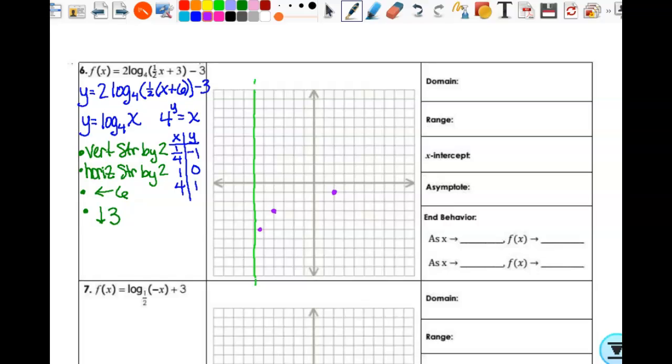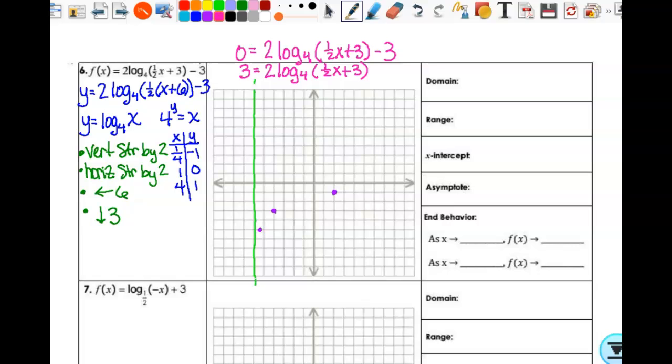So I need to go figure that out so I can plot it over here and it will affect my graph a little bit better. So if I want to find my x-intercept, an x-intercept occurs when y equals 0. So I substitute 0 for y. So I get 0 equals, and I can just use the original one, 2 times log base 4 of 1/2 x plus 3 minus 3. Okay? So my goal is to get x by itself. I'm going to start by adding 3 to both sides. So I get 3 equals 2 times log base 4 of 1/2 x plus 3.